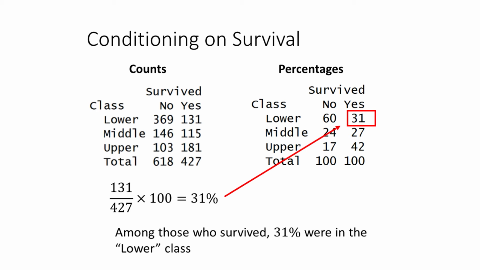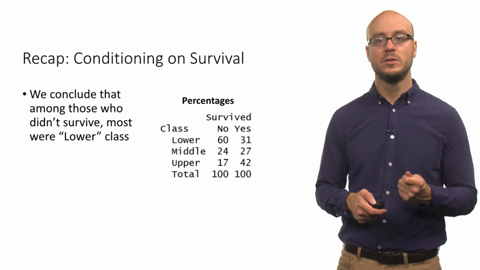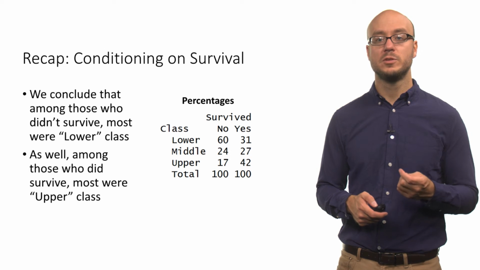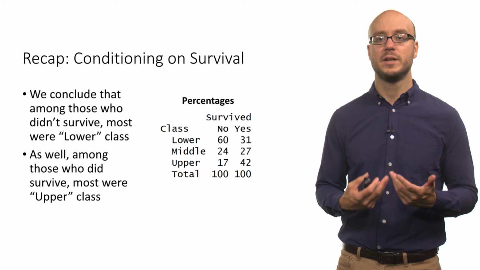Among those who survived, 31% were in the lower class, 27% were in the middle class, and 42% were in the upper class. When we condition on survival, we can conclude that among those who didn't survive, most were in the lower class, and among those who did survive, most were in the upper class. So this suggests some kind of relationship between surviving the Titanic and one's passenger class.